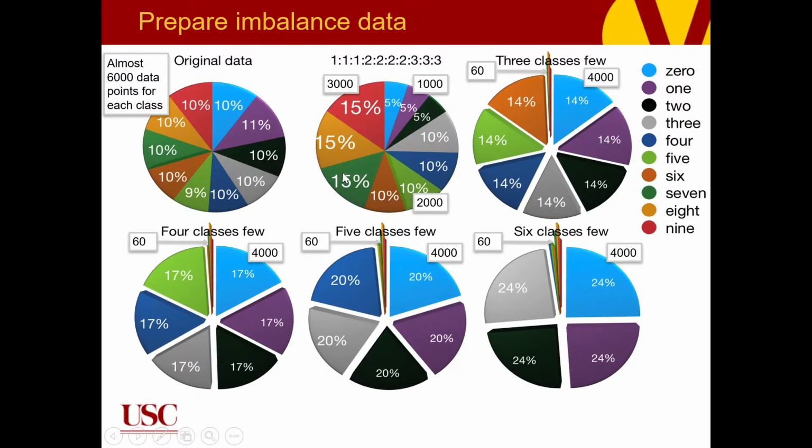Also, our group has prepared 5 imbalanced datasets. The number in the rectangle is the number of data points. The last 4 datasets are extremely imbalanced. Each imbalanced class only contains 60 data points, here, here, and here. Next, Chang will introduce the architecture of our net and present the results of our project.